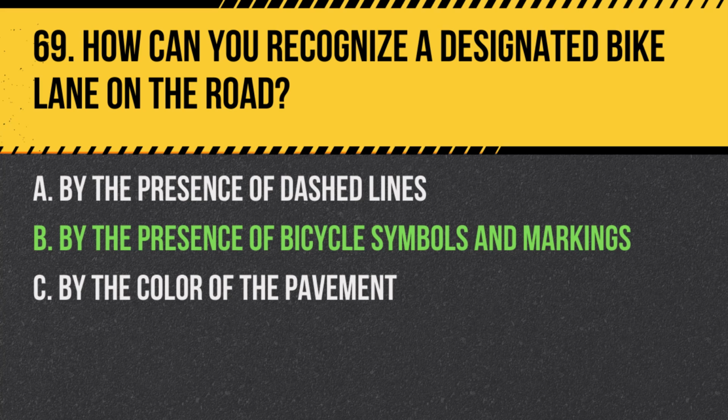You can recognize a designated bike lane on the road by the presence of bicycle symbols and markings, typically painted on the pavement to indicate a designated area for bicyclists.